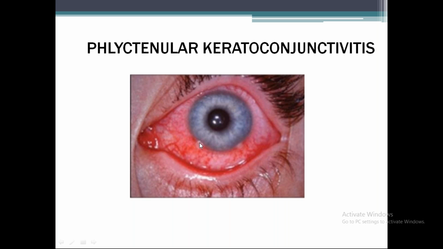It is an allergic reaction which is commonly seen near the limbus. This is the condition given the name Phlyctenular Keratitis. Phlyctenular means a vesicle-like swelling. Phlycten means a vesicle or a bulla or a swelling which is seen close to the limbus.